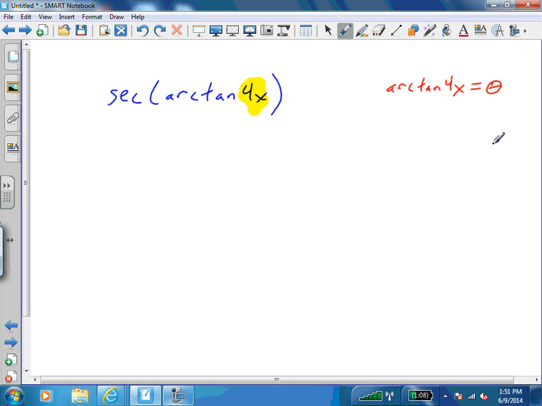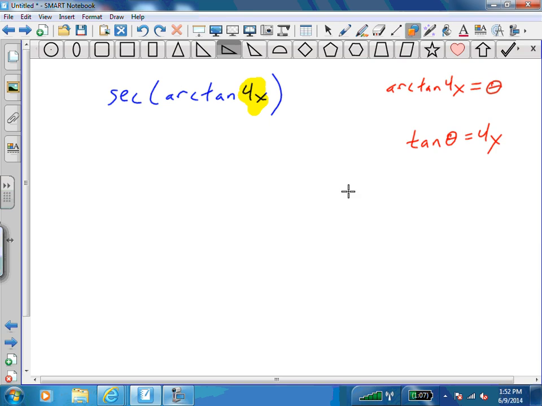So let's flip this around. Instead of saying arc tangent is theta, let's say tangent of our angle is 4x. Those statements are equivalent. Inverse tangent of your ratio equals your angle, or this is the ratio for tangent of that angle. Now still, we don't know what x is, so we can't come up with a specific angle, but doing this allows us to come up with a relationship.